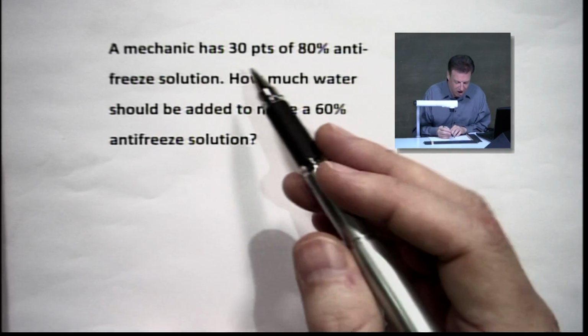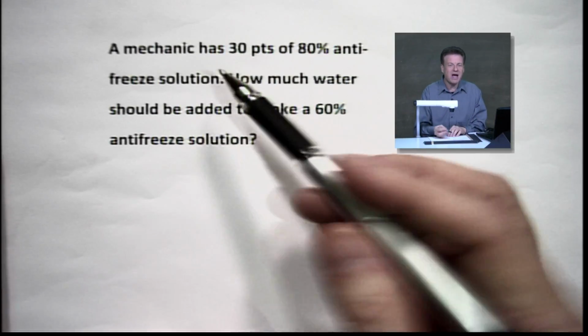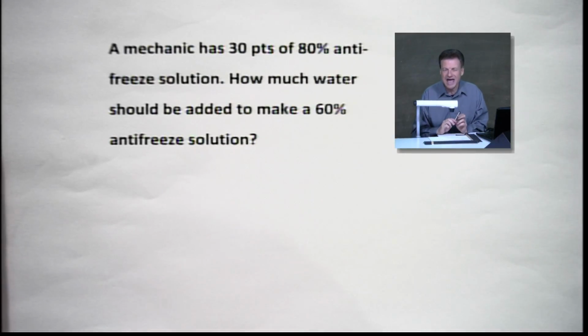So let's look at this first problem. A mechanic has 30 pints of 80% antifreeze solution. How much water should be added to make a 60% antifreeze solution? So in other words, here we've got a dilution problem. We're going to try to dilute this 80% antifreeze solution. So let's kind of see what's going on.